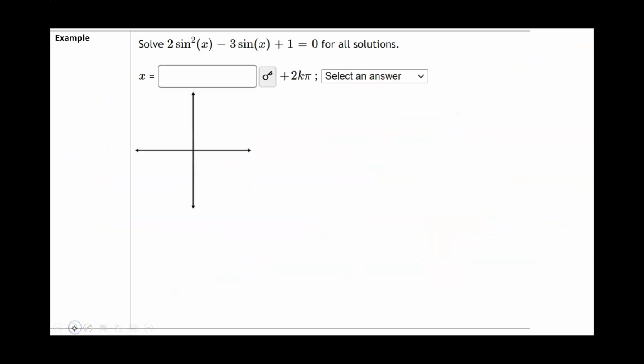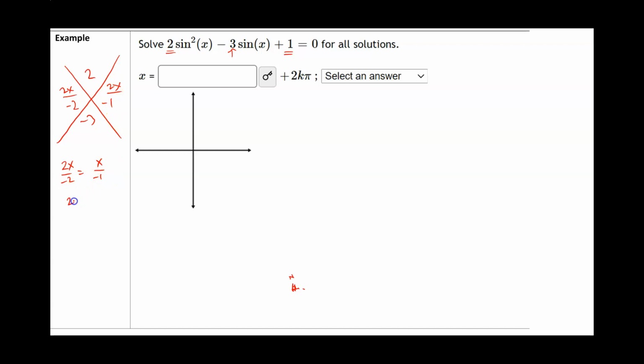Let's take a look at the next one. We have 2 sine squared x minus 3 sine of x plus 1 equal to 0. This time they want all solutions. So let me go ahead and factor this. If I multiply 2 times 1, that's equal to 2, and my middle term is negative 3. I need to find 2 values which multiply to be 2 and add up to be negative 3. Those are going to be negative 2 and negative 1. Luckily the factoring in this section is pretty easy. Then I just take my coefficient, which is 2, and put a 2 on top of each one, and then I reduce it. So 2 over negative 2 reduces to 1 over negative 1.